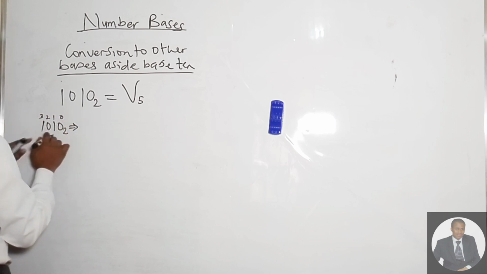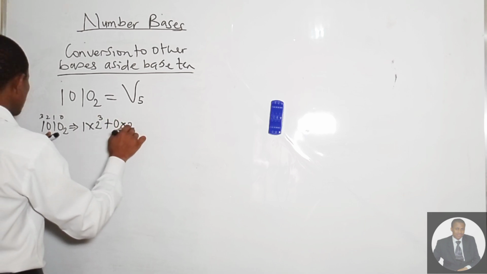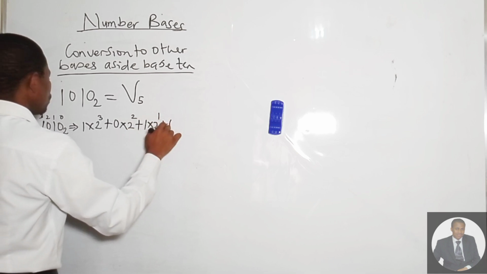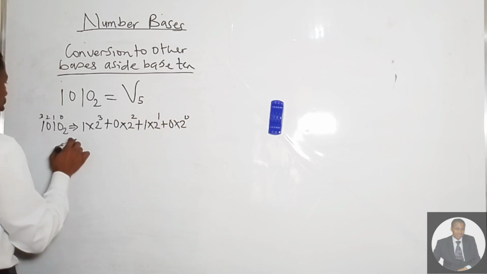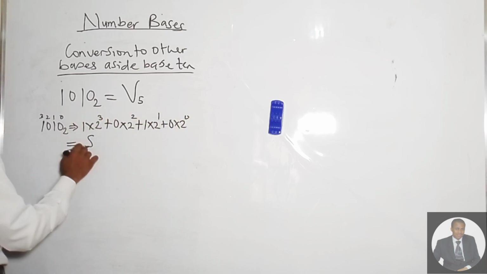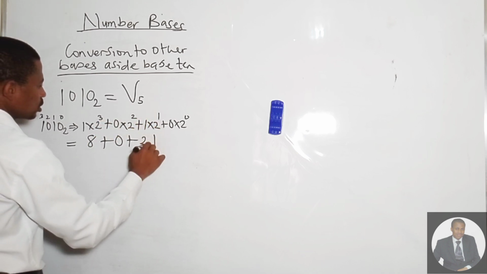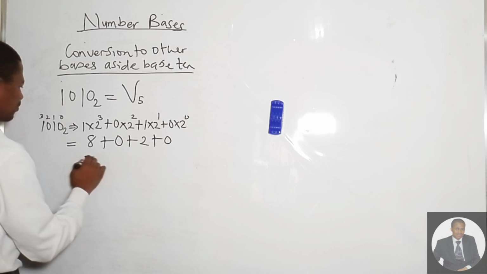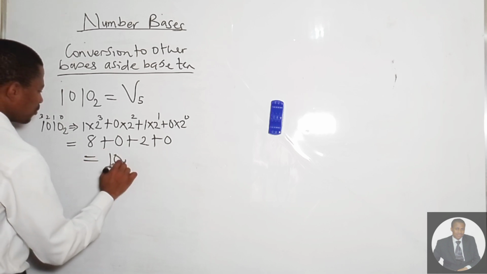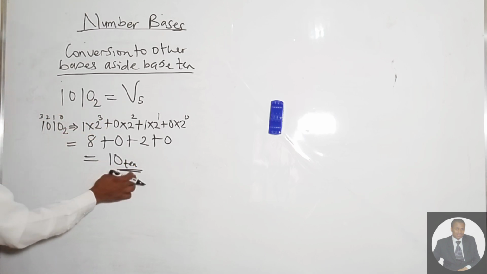That will give us 1 times 2 to the power 3 plus 0 times 2 to the power 2 plus 1 times 2 to the power 1 plus 0 times 2 to the power 0. So what we have is 2 raised to power 3 is 8. Anything times 0 is 0. Plus 2 raised to power 1 is 2. Anything times 0 is 0. So what we have here is 10 base 10. So 1010 base 2 is 10 base 10.